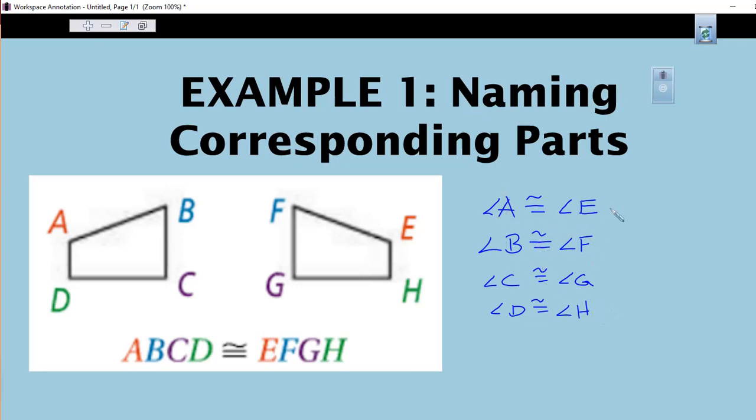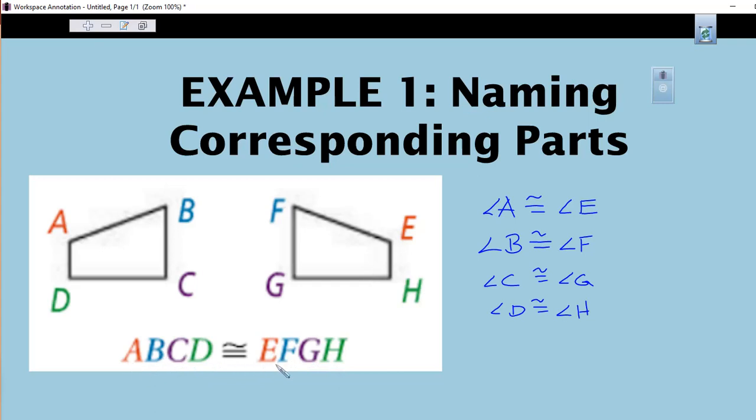Let's take a look at side lengths. Now when you get all the angles, you can make what we call a congruency statement, which is what was written here. This tells you that figure ABCD is congruent to figure EFGH. And so each letter matches up with the one in the same order as the other one.